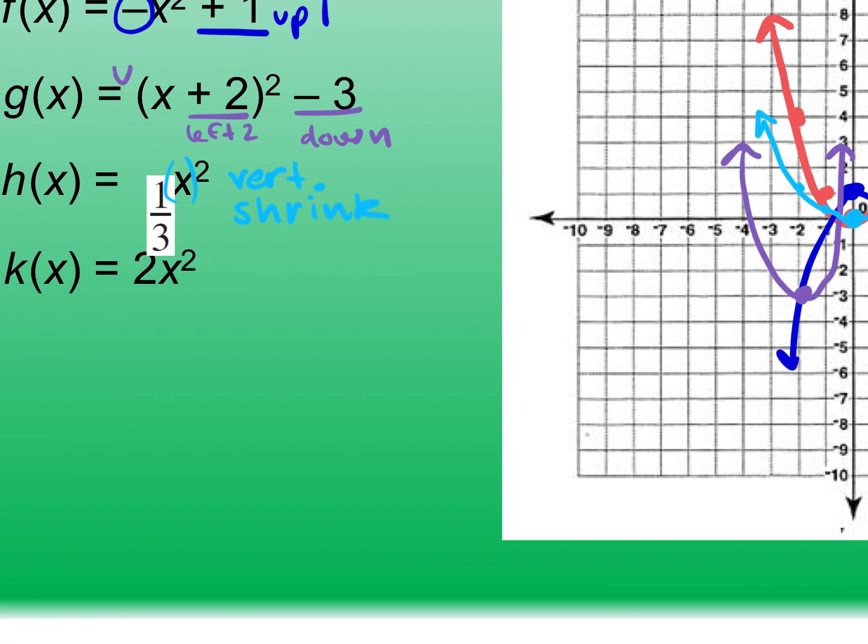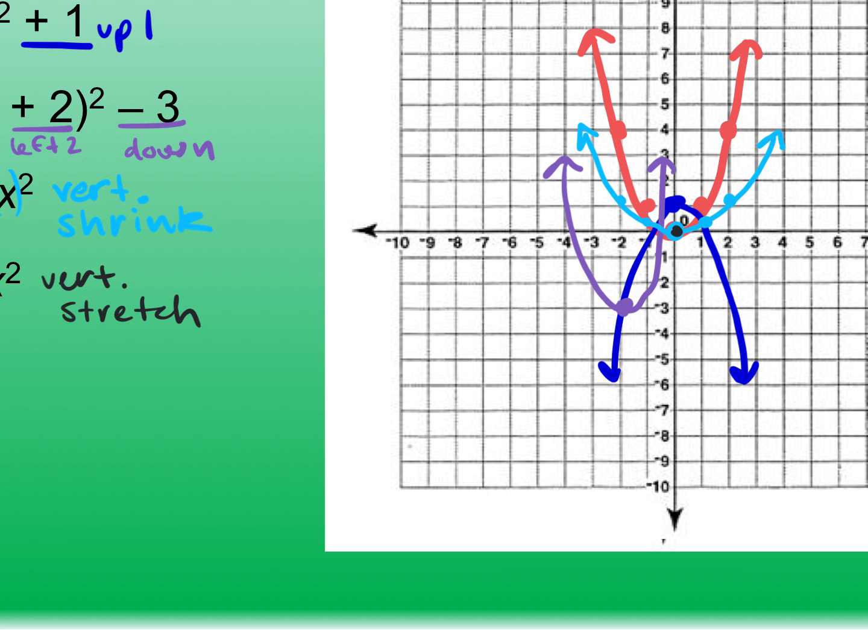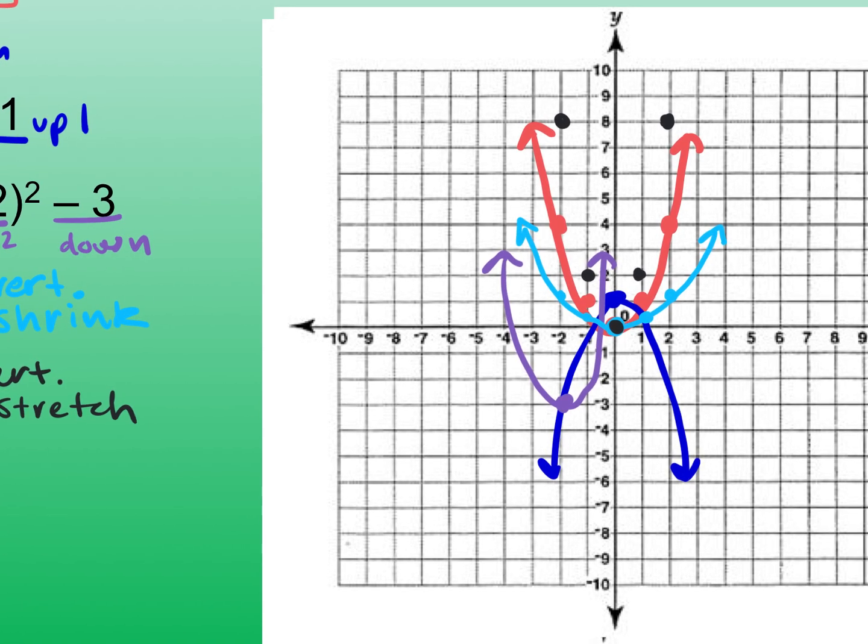And then when I multiply by 2 on the outside, we have a vertical, what? Stretch. So we're stretching our graph vertically, so it's going to get skinnier quicker here. My vertex is still at (0, 0). If I plugged in 1, 1 squared is 1 times 2 would be 2. If I plugged in 2, 2 squared is 4 times 2 would be 8. Then we have the same points on the other side, so at (-1, 2) and (-2, 8). So this would be 2x squared.